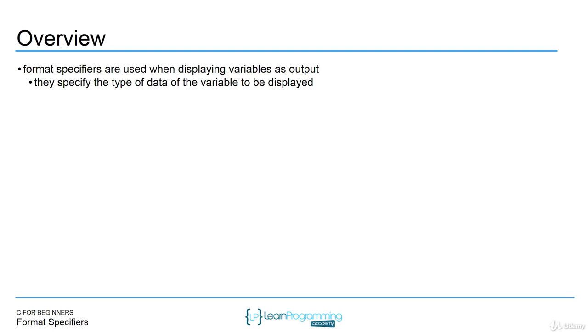Format specifiers are used when displaying variables as output. You can also use them for converting data, but we're just going to talk about using them as output for now. They specify the type of the data of the variable that you want to display.